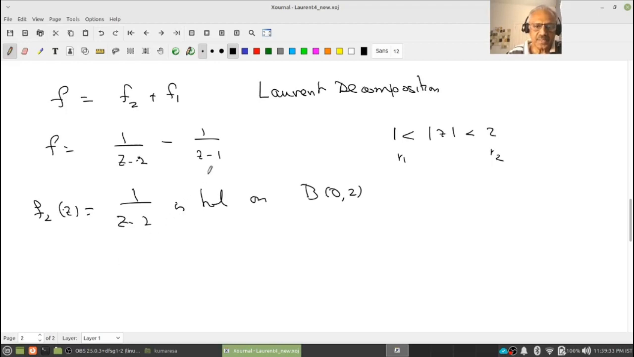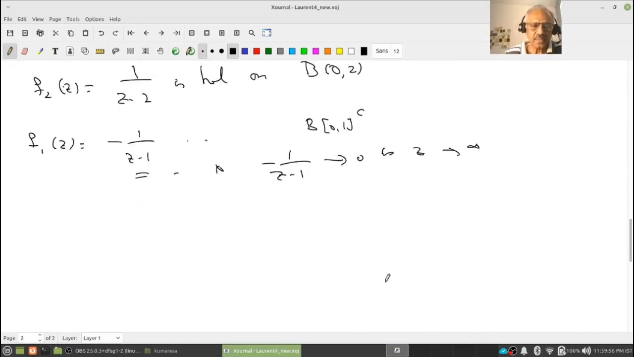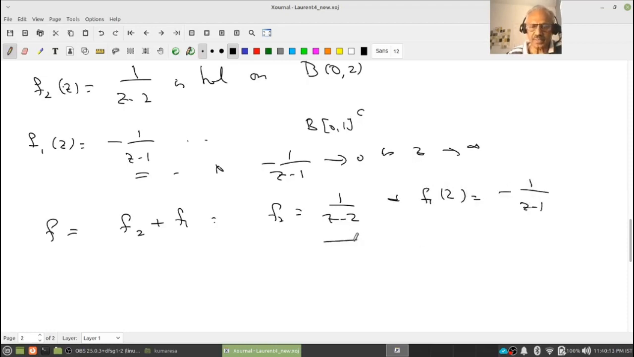Now let us look at this one. If I take minus 1 by z minus 1, that is holomorphic outside B(0,1) closure. Therefore I can take this to be f1 of z, and also note that minus 1 by z minus 1 goes to 0 as z goes to infinity. Therefore the Laurent decomposition is f equal to f2 plus f1, where f2 is 1 by z minus 2 and f1 of z is minus 1 by z minus 1. That's the Laurent decomposition.